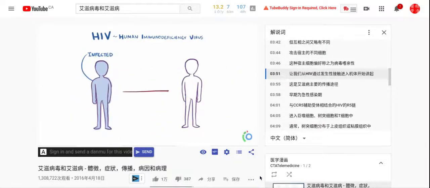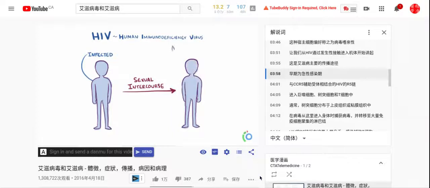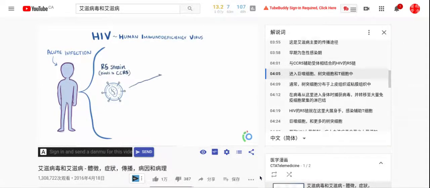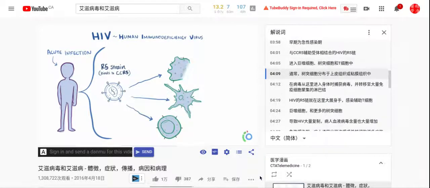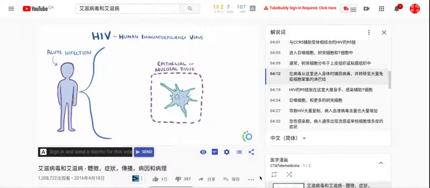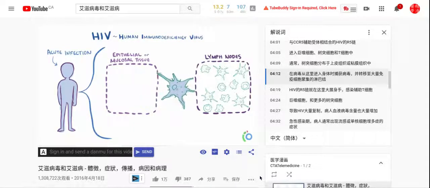So let's start with HIV entering the body through sexual intercourse, which is how it typically spreads from person to person. At this early point, during what we call acute infection, the R5 strain of HIV, which binds to the CCR5 coreceptor, will get into macrophages, dendritic cells, and T cells. Usually, dendritic cells hang out in the epithelial or mucosal tissue when the virus enters the body, capture the virus, and migrate to the lymph nodes, where a lot of immune cells live.